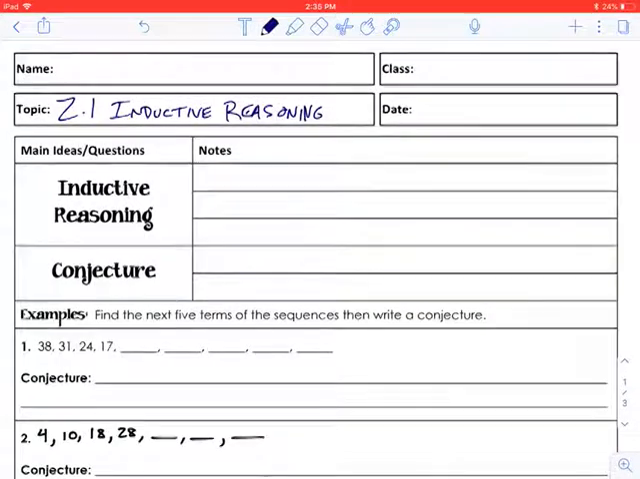All right, geometry. We just finished chapter 1. We're starting up chapter 2 now. 2.1, inductive reasoning. This chapter talks a lot about logic and things like that, so sometimes there's a little less calculation here and there. But this first part is called inductive reasoning.